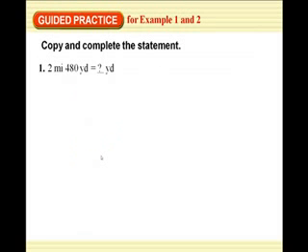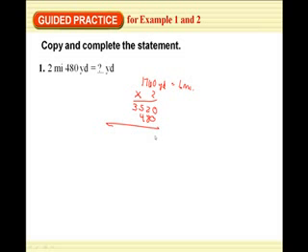Copy and complete the statement. 2 miles, 480 yards. So how many yards are in a mile? If you look at your chart, there is 1,760 yards in 1 mile. So 2 of them would have 2 of those. So times 2, plus the 480 that you had. And I think I did my multiplying right. Yep, 4,000.